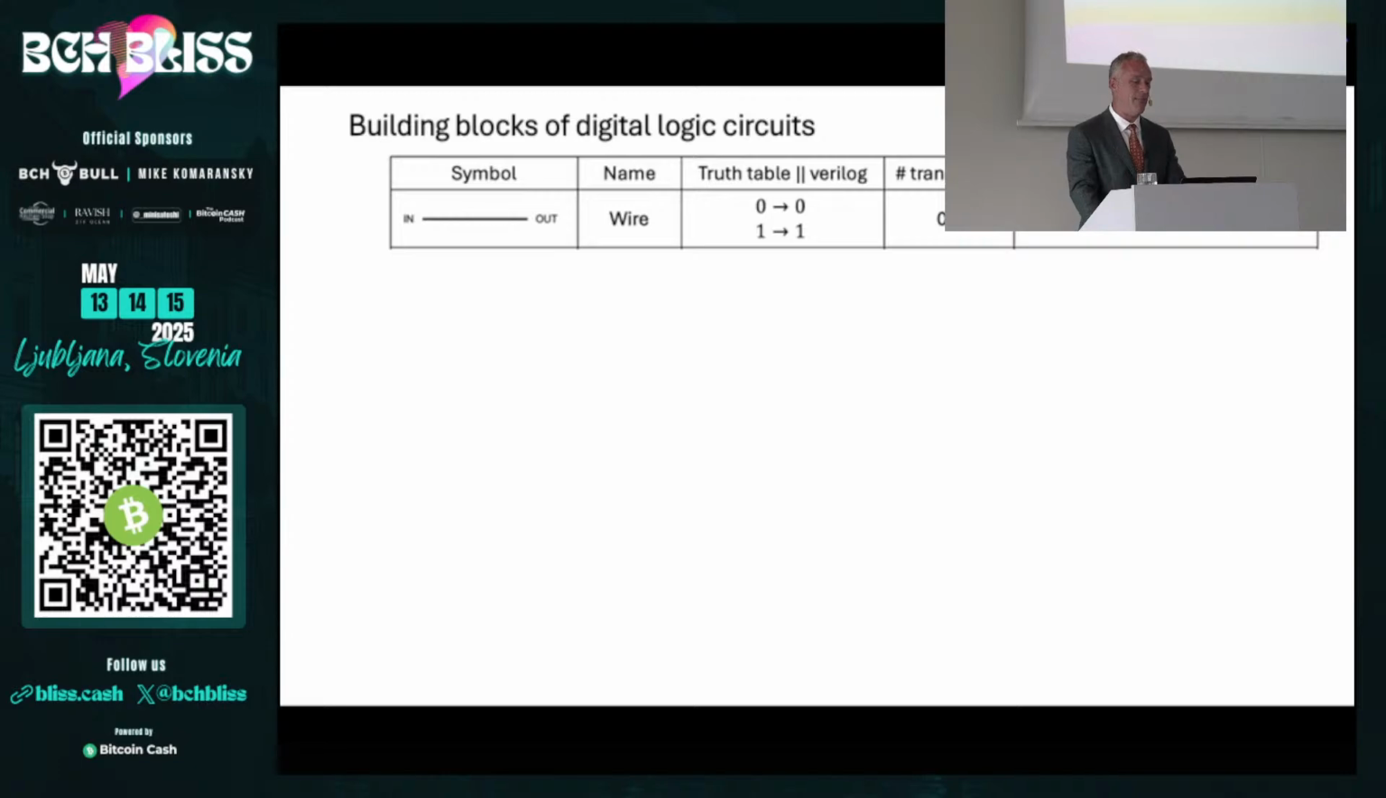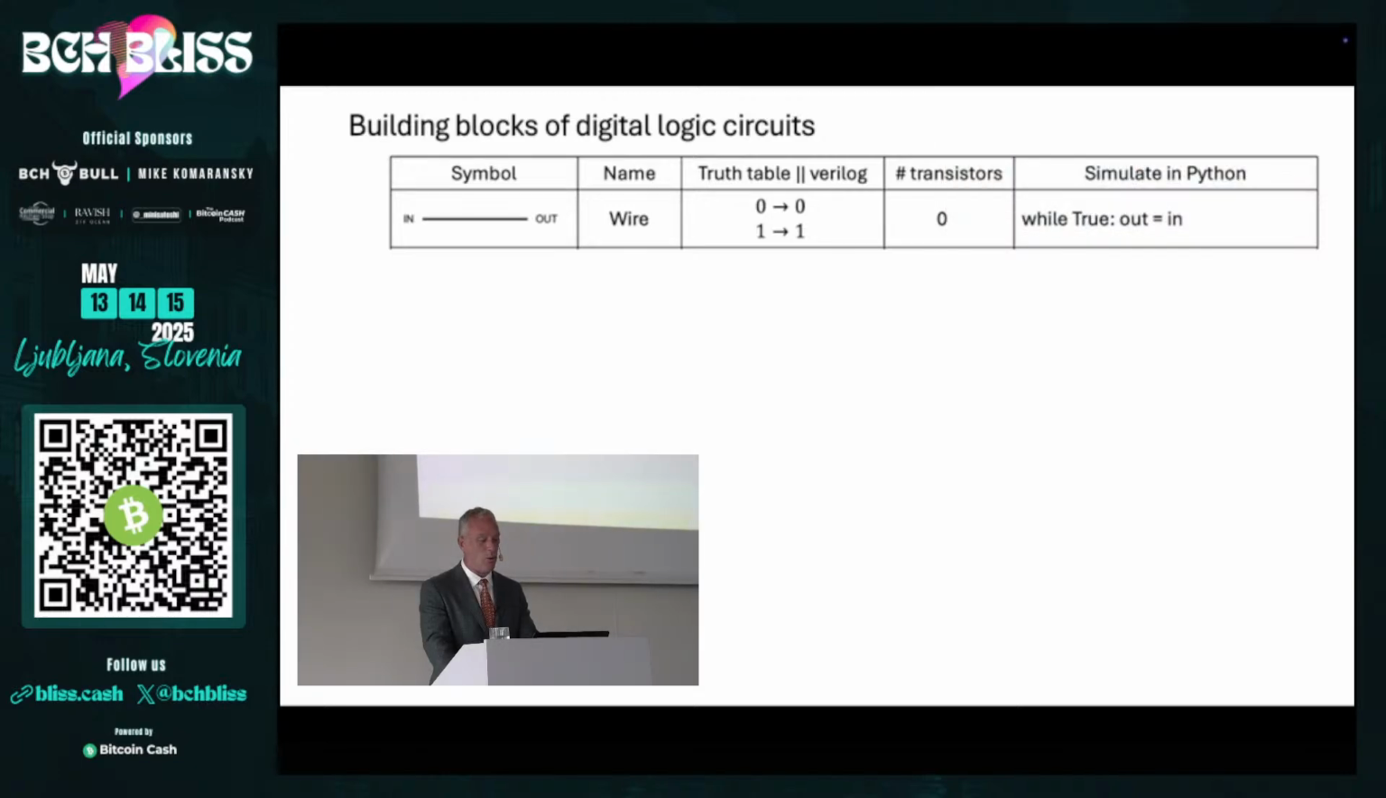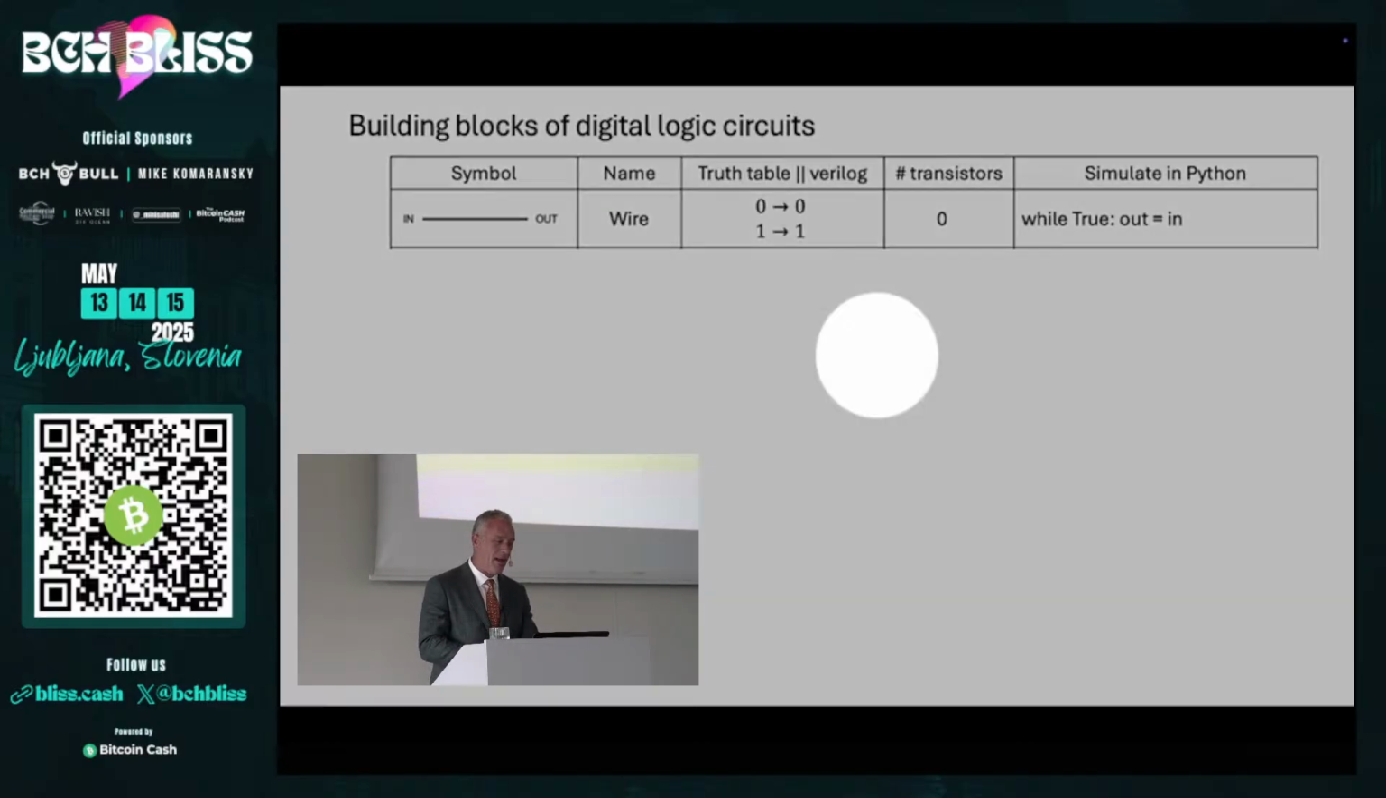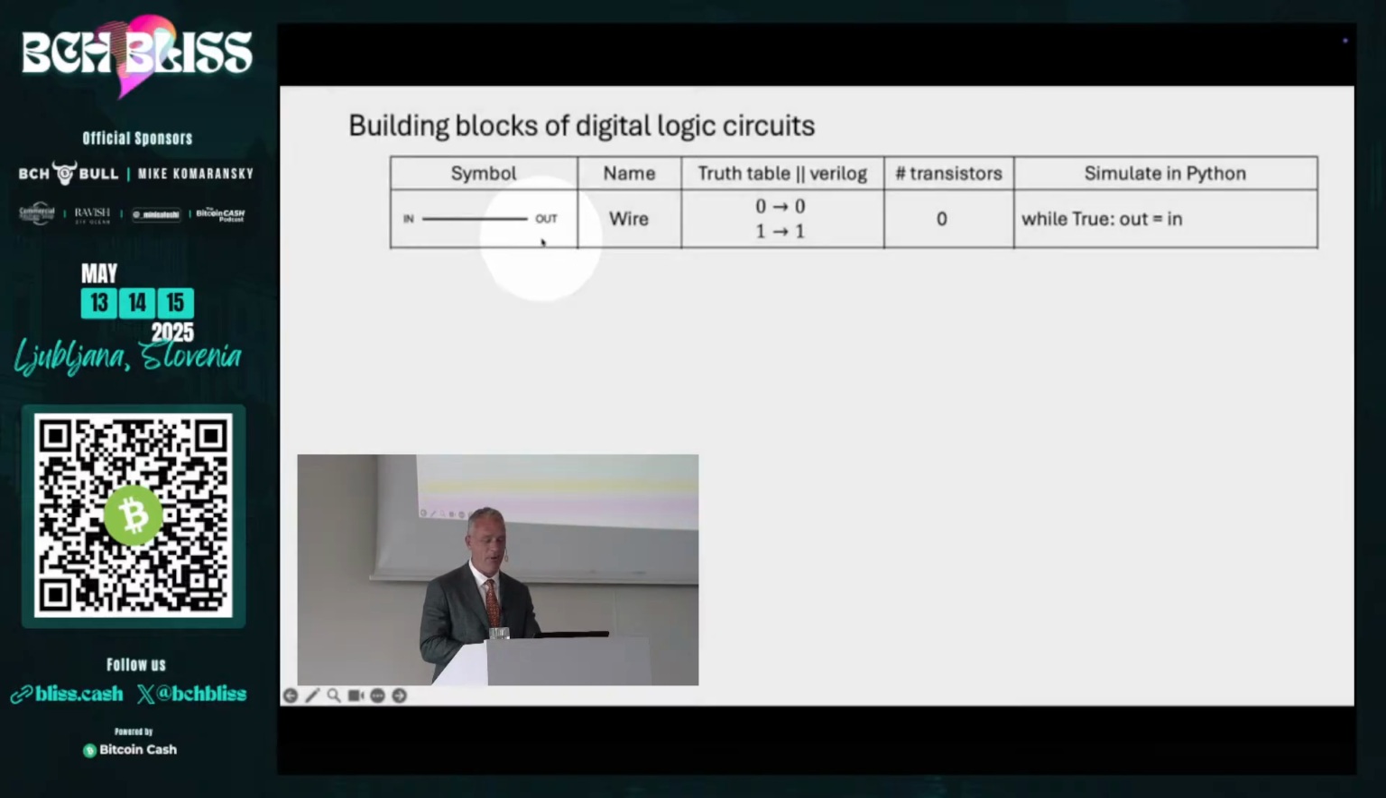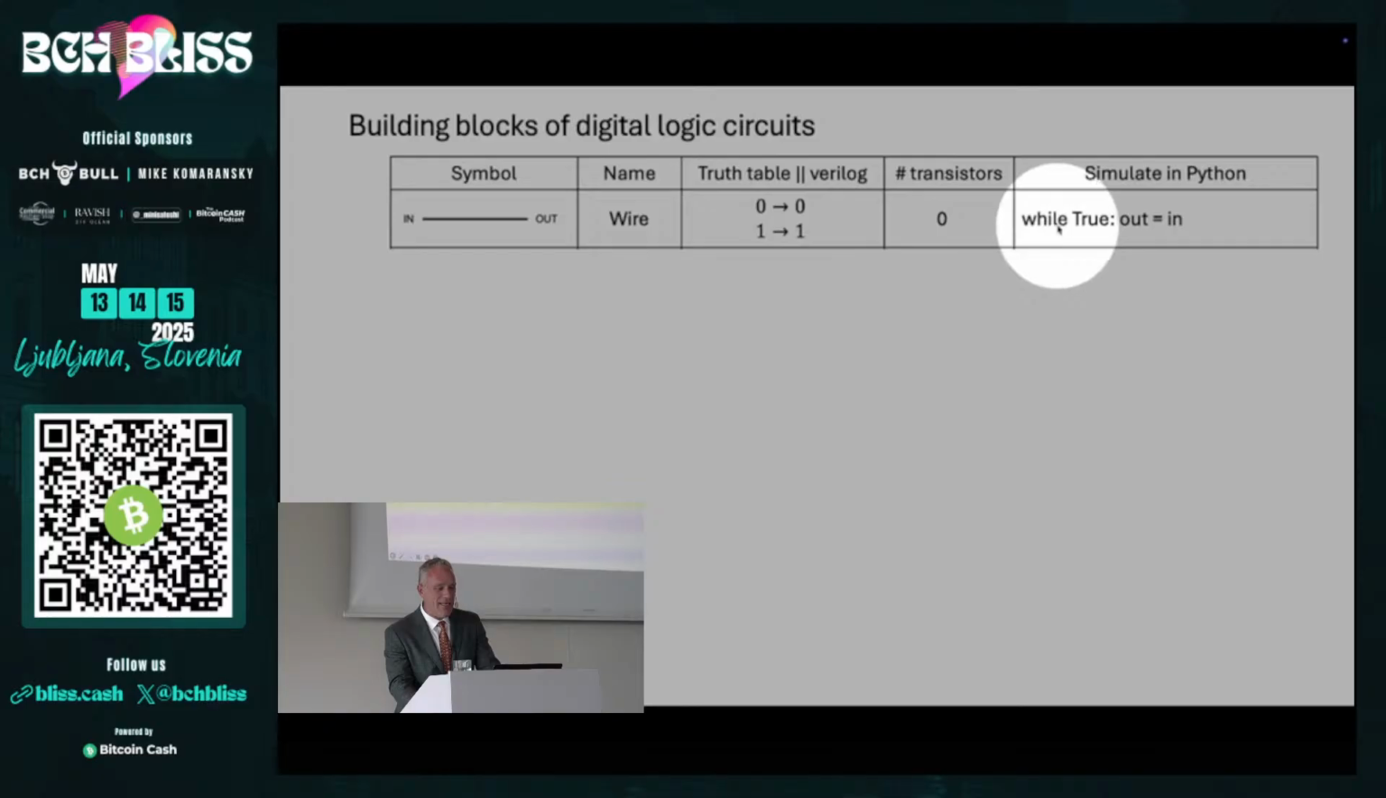So this symbol here is, in my opinion, the most important element. It's a wire, and its behavior is very simple. If I apply 0 volts to the input, I get a 0 at the output. If I apply 1 to the input, I get 1 at the output. We can simulate this in Python as follows. It's a while loop that's always mapping the input to the output. Now in Python, it might take hundreds of instruction cycles for the input signal to propagate to the output signal. How long does it take in the hardware case?